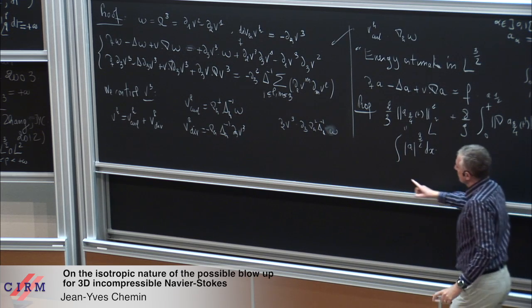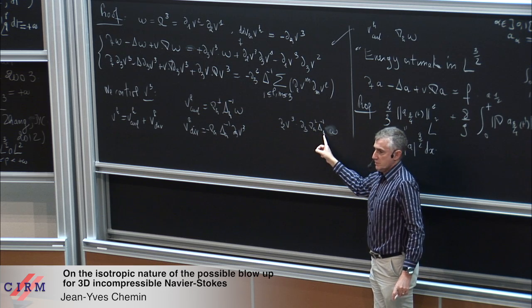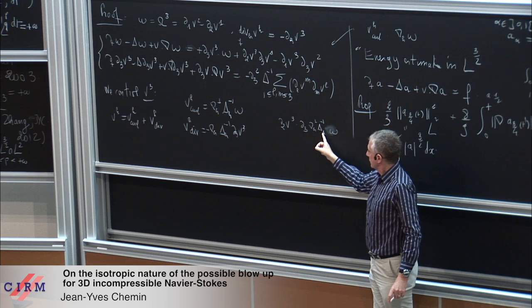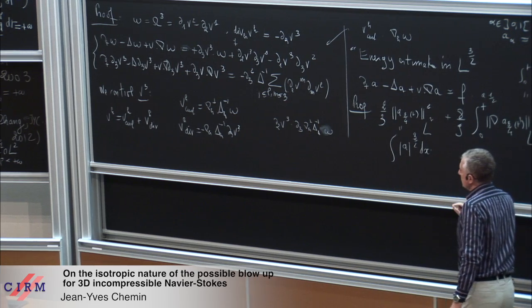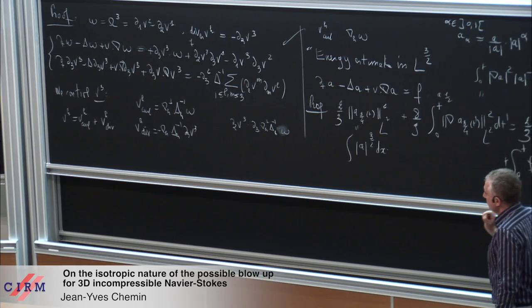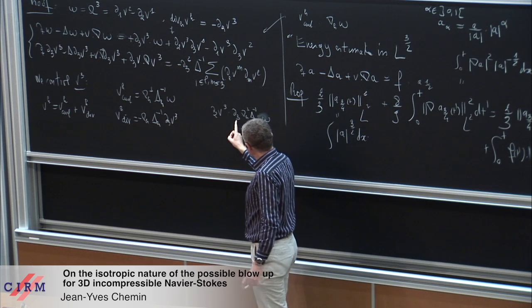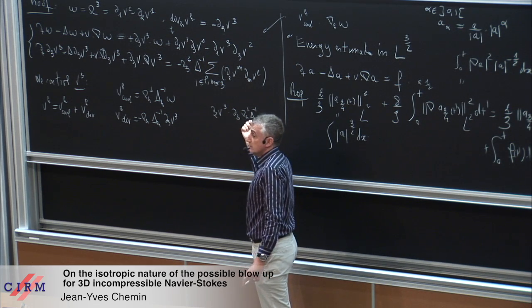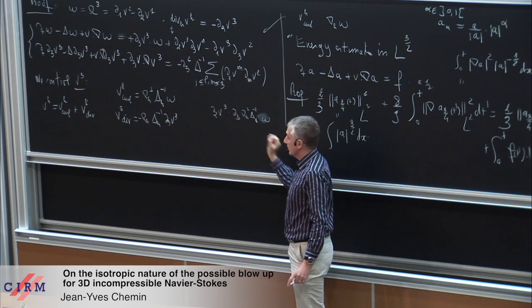And you see here, this is very anisotropic. You gain one derivative here, horizontal. You lose one vertical. But it doesn't compensate. Okay. So technically, you are obliged to consider the regularity with respect to the vertical variable differently than the horizontal one. You have no choice just because of this. You see, this is very anisotropic.